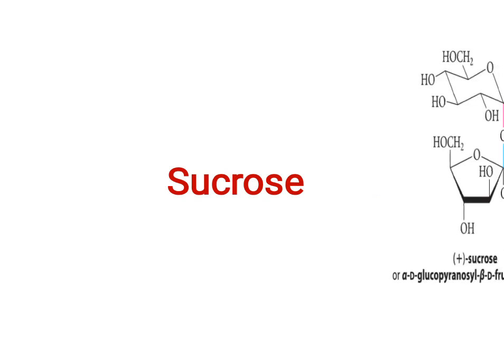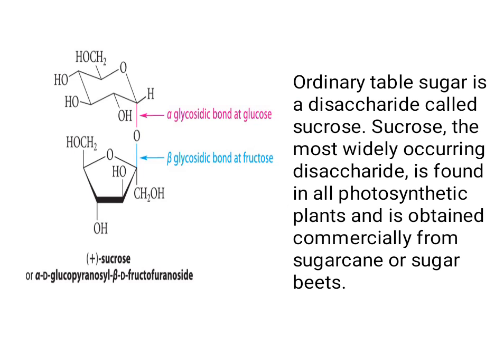Sucrose. Ordinary table sugar is a disaccharide called sucrose. Sucrose, the most widely occurring disaccharide, is found in all photosynthetic plants and is obtained commercially from sugarcane or sugar beets.